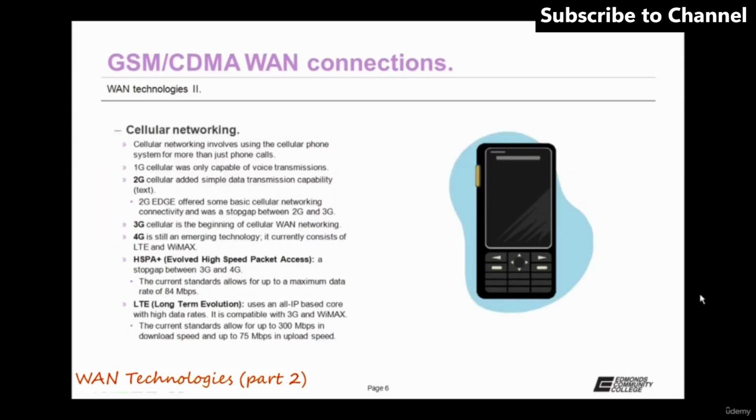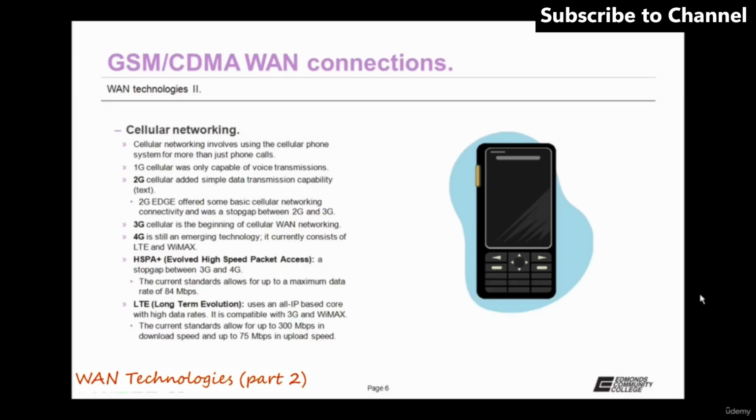Let me speak briefly about cellular networking. Cellular networking involves using the cellular phone system for more than just phone calls. Cellular networking has been around for a while, and it originally wasn't known as this, but the first version of it is 1G cellular, and it was only capable of voice transmissions. As improvements came along, we got 2G. That is cellular with simple data transmission capabilities, as in text messaging. 2G Edge offered some basic cellular networking connectivity and was a stopgap measure between 2G and third generation cellular.